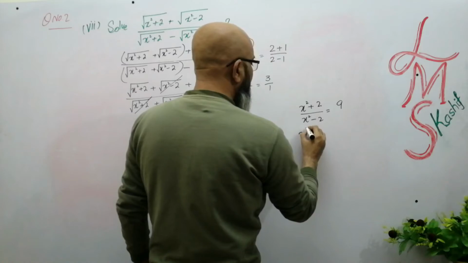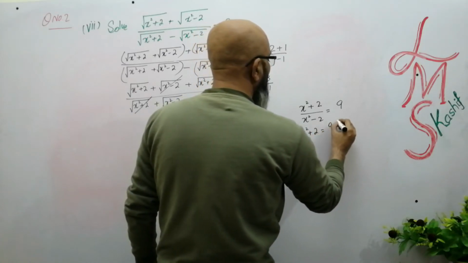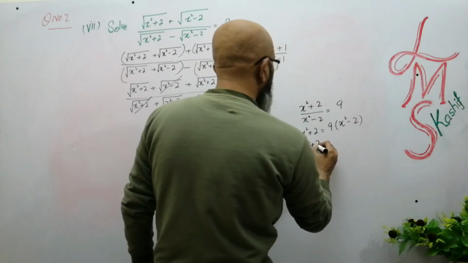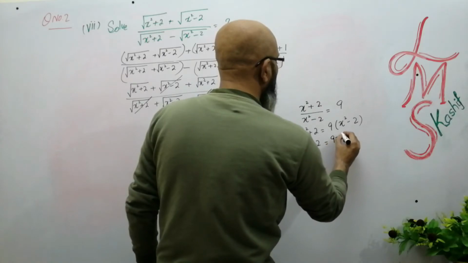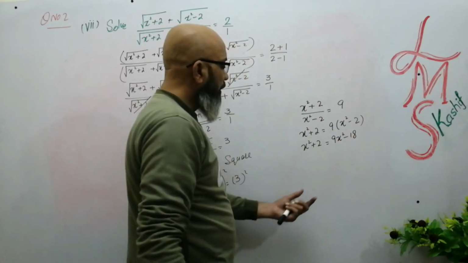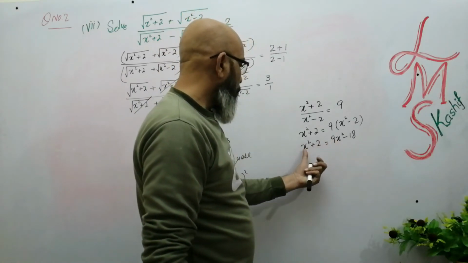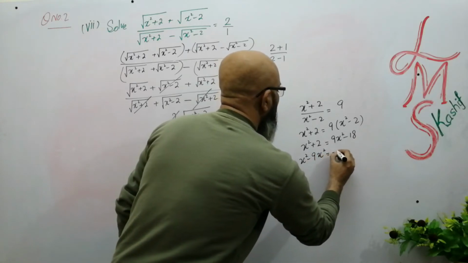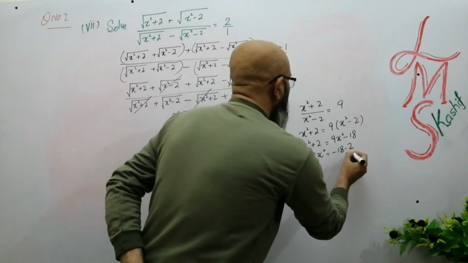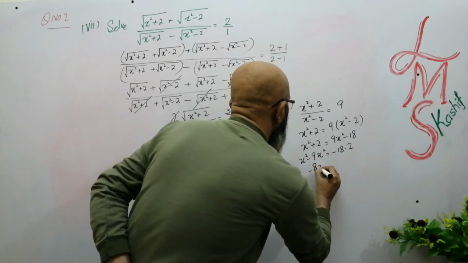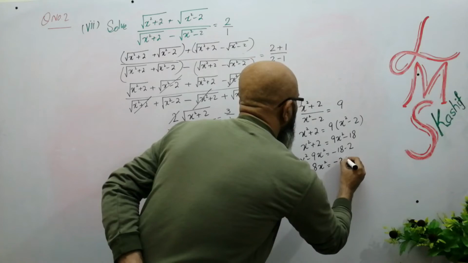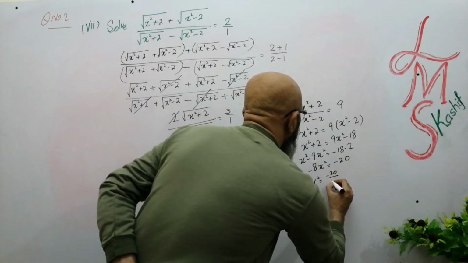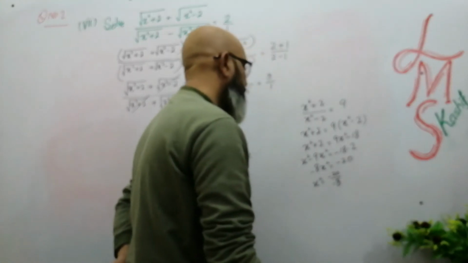So cross multiply, x square plus 2 is equal to 9 multiplied by x square minus 2. x square plus 2 is equal to 9x square minus 18. Move variables to one side. x square minus 9x square is equal to minus 18 minus 2. So minus 8x square is equal to minus 20. x square is equal to minus 20 over minus 8.